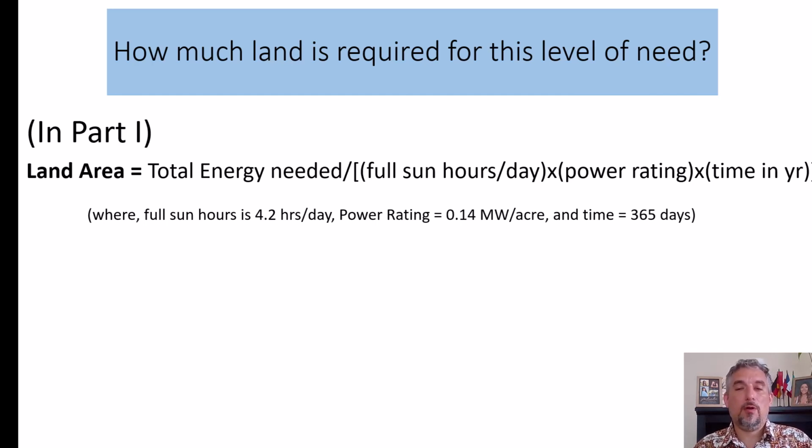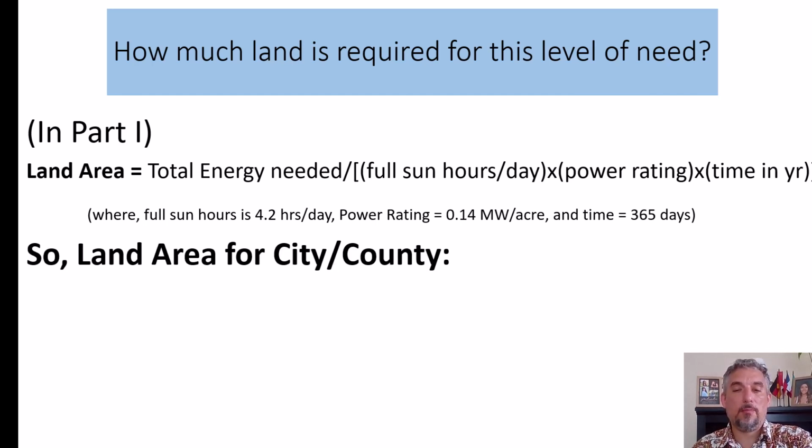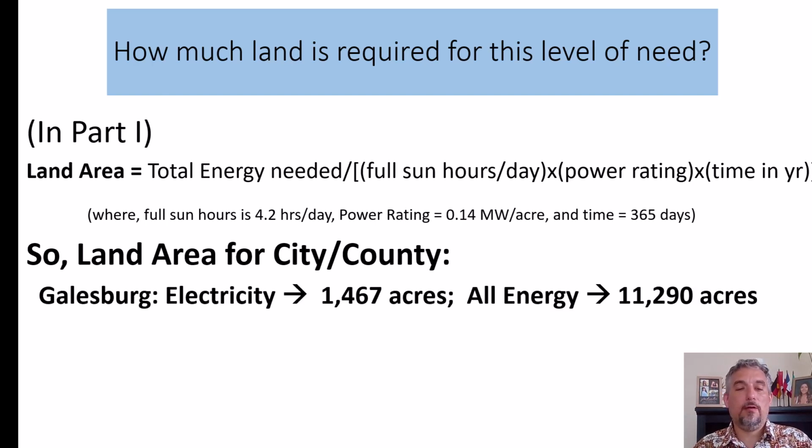That's a good number to use. Power rating for a large solar plant was about 0.14 megawatts per acre, and then the time is in days. We use days because when you multiply it all out, you get what you want, which is the land area, in this case in acres. So you can do the math. You can double check me if you like. For Galesburg, for all electricity production, we could use 1,467 acres. And if we wanted to use solar power to produce all our energy, it would require about 11,290 acres.